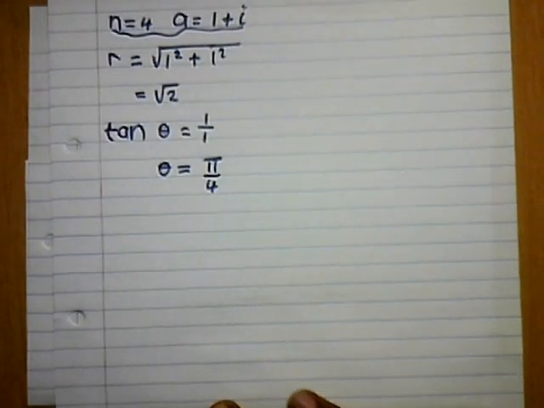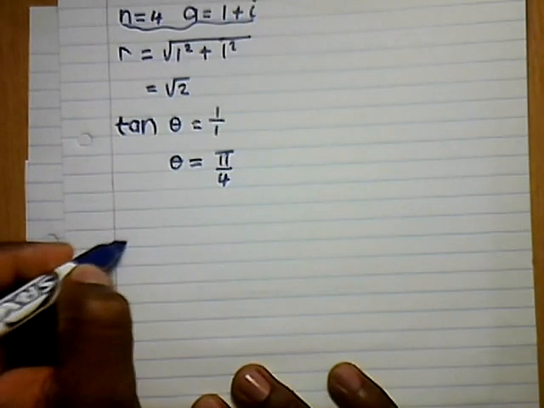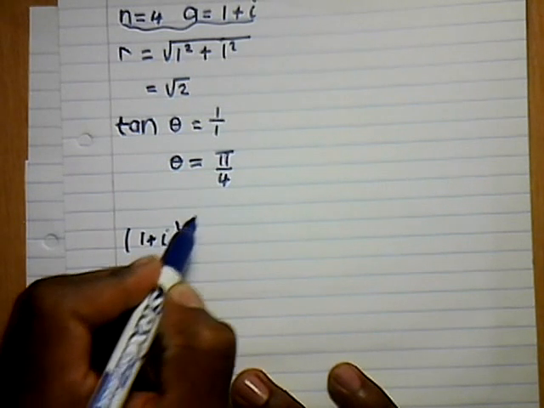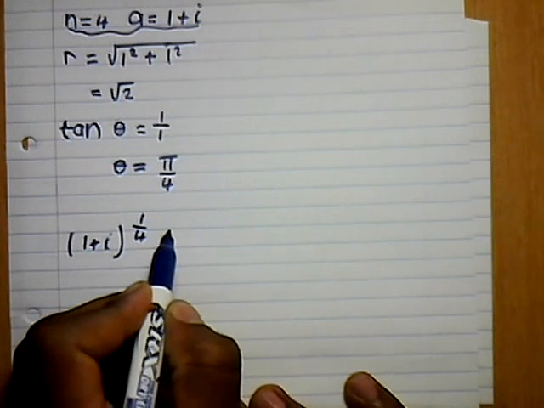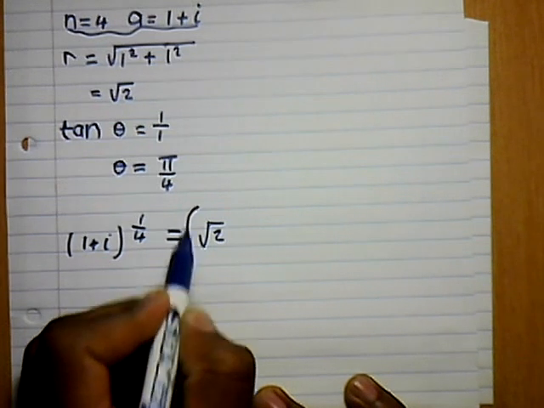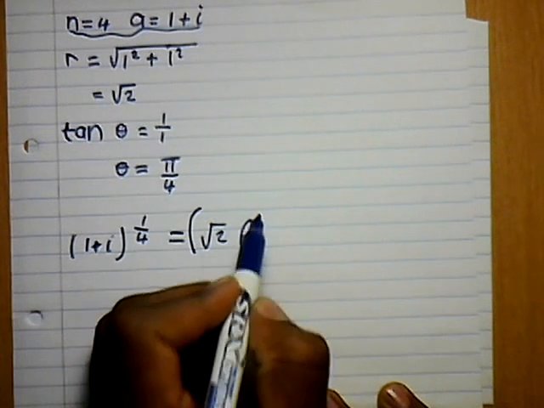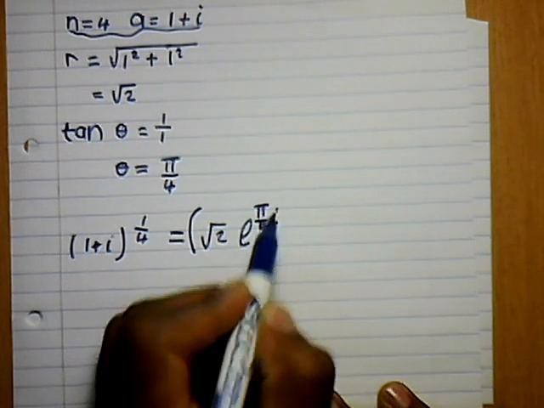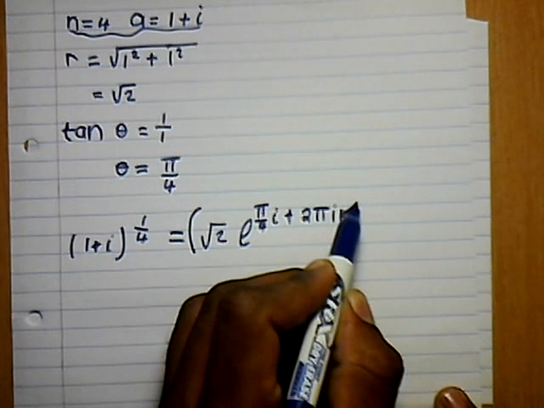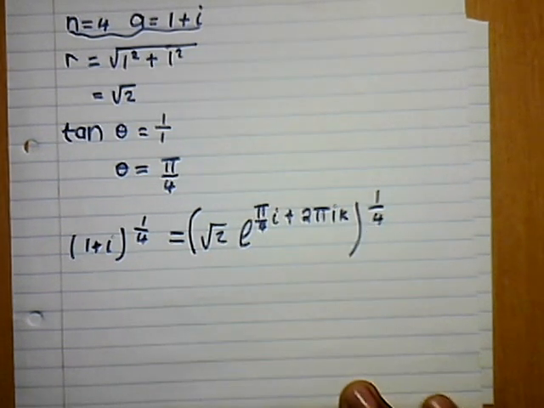Now we have our a, which is 1 plus I raised to the power of 1 over 4, and this is equal to our r, square root of 2, times e to the power of our argument pi over 4 I plus 2 pi I k, and then everything here is raised to the 1/4 power.